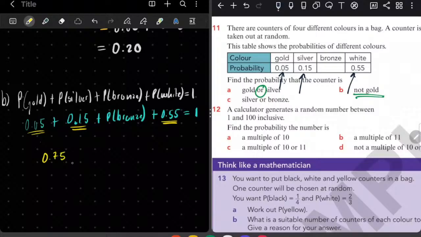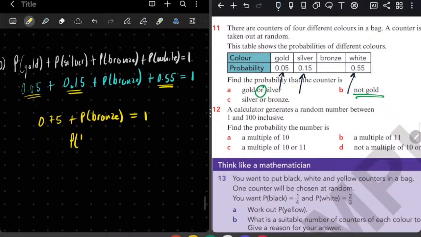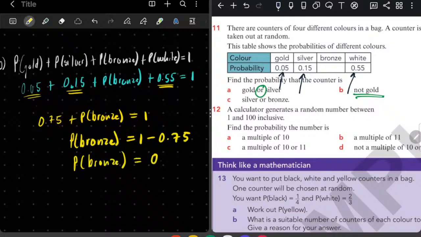0.75 plus probability of bronze. This gives you 1. Okay, you add these ones, these 3. Then now you say probability of bronze is going to be equal to 1 minus 0.75. Probability of bronze becomes equal to 0.25.